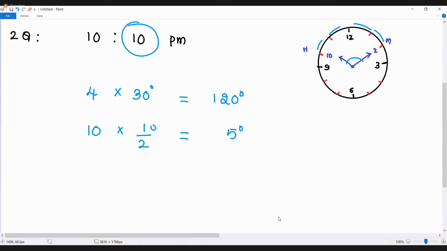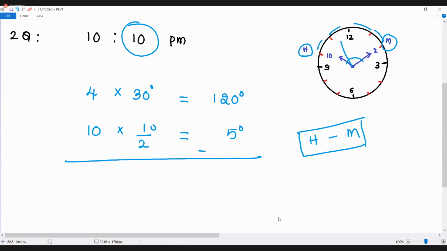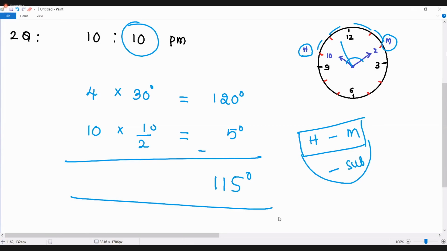So you are going from here to here, from hours to minutes. Whatever the tilt is will come inside. That's why we have to subtract. And I told you one point: M to H is going to be addition. That means obviously H to M will be subtraction. So you can just subtract these two. Your answer choice is going to be 115 degrees.